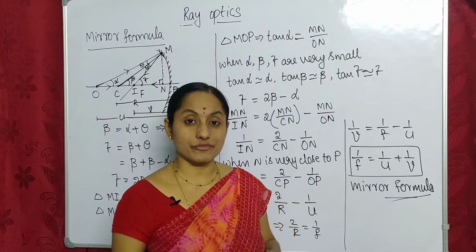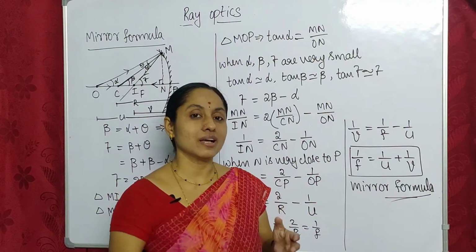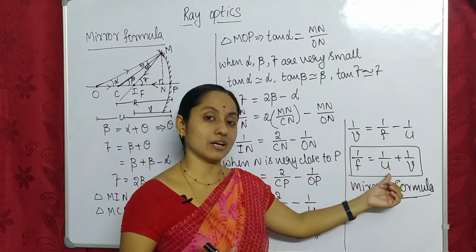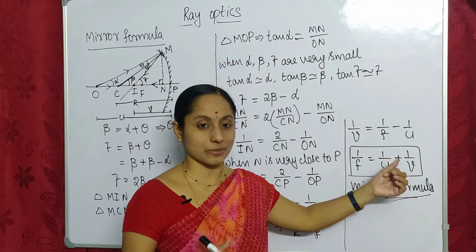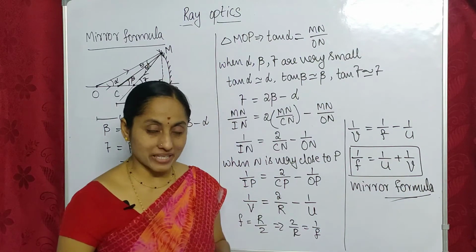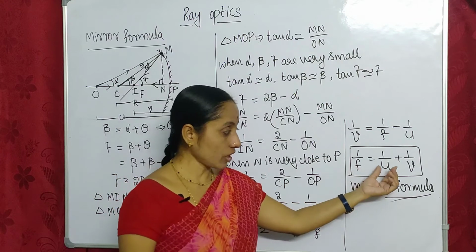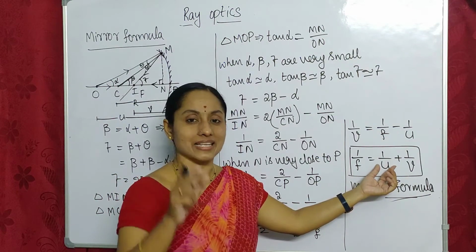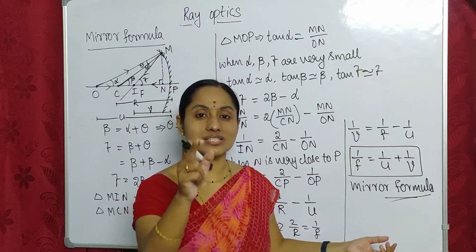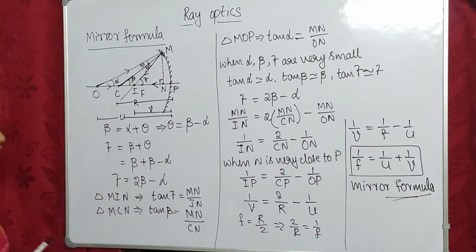Please do not get confused. Kinematics is different. In kinematics, U and V are initial velocity and final velocity. But this is ray optics. In ray optics, U is object distance, V is image distance. So do not get confused.